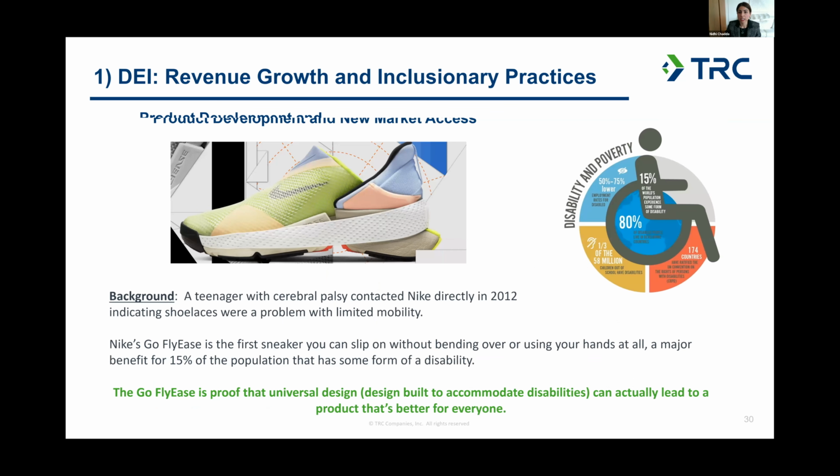We've also seen a similar example in the world of disability, where Nike had taken the feedback from a teenager with cerebral palsy and utilized that to create a sneaker that not only is designed to accommodate disabilities, but actually leads to a product that's better for everyone. And it's helped to generate long-term revenue growth, not to mention targeting 15% of the overall base of individuals who have some form of disability.